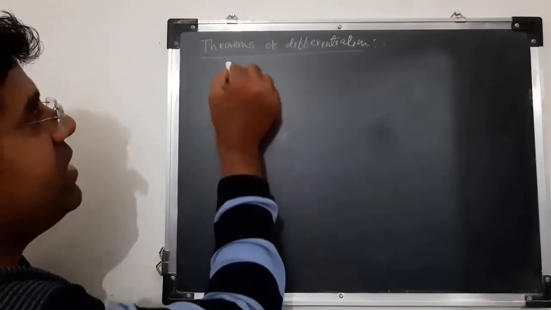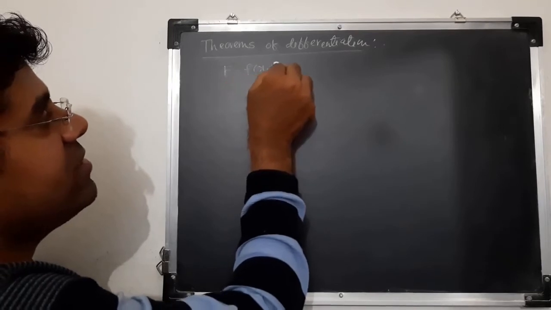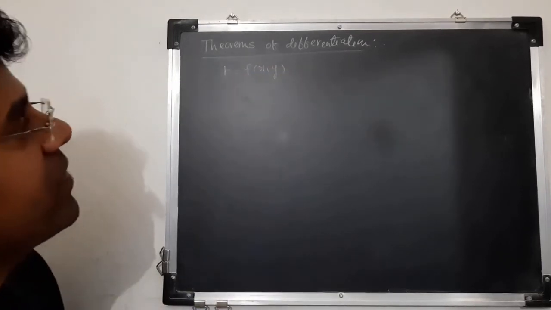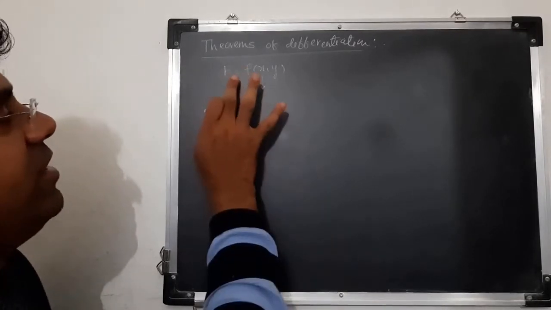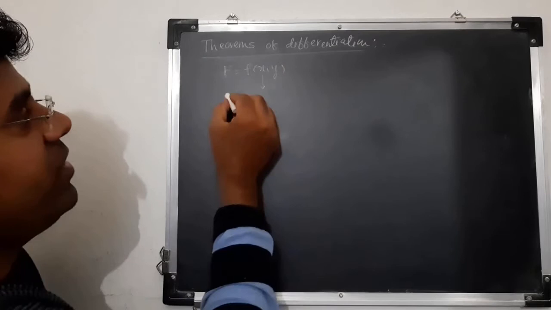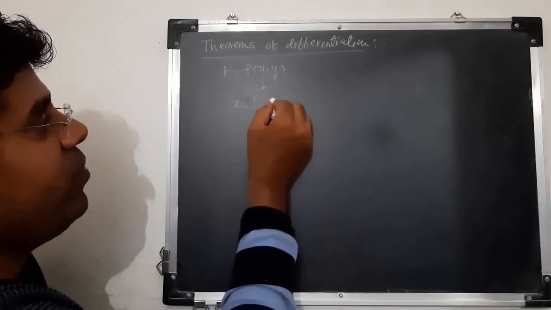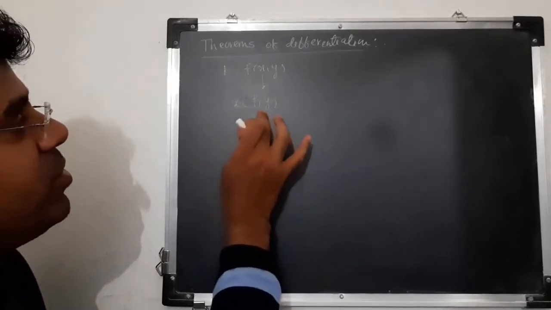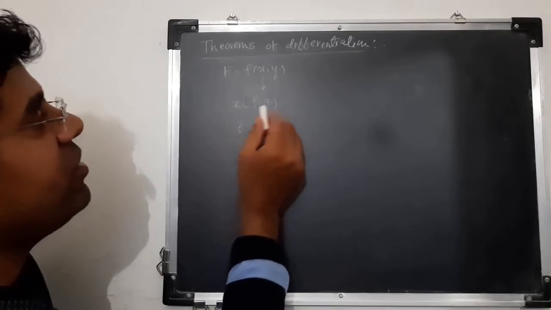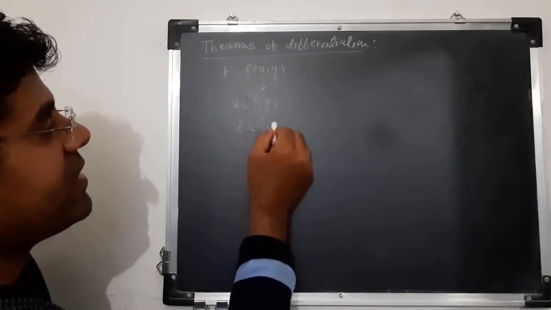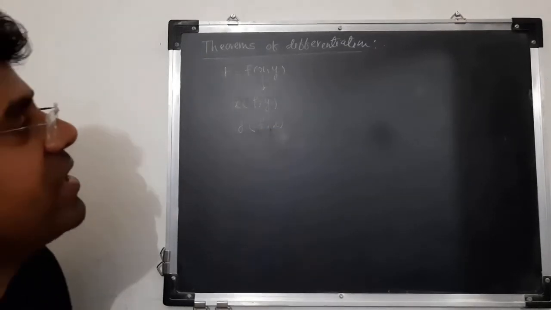So as you know, f is a function of two independent variables. Now suppose x is a function of f and y. So how can we write this? Means x depends upon two independent variables f and y, and y is also a function of f and x independent variables. Okay, so this is not a big task.